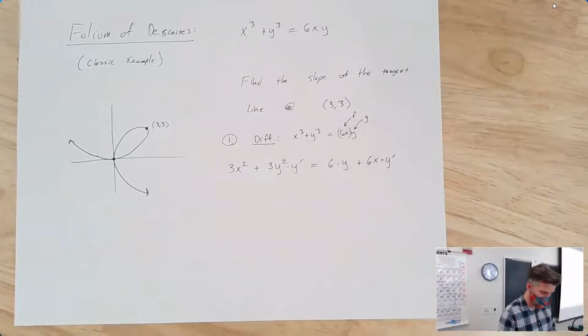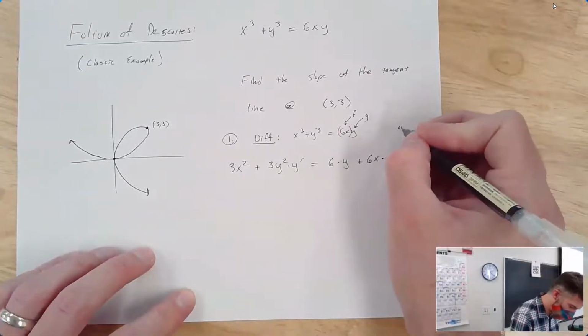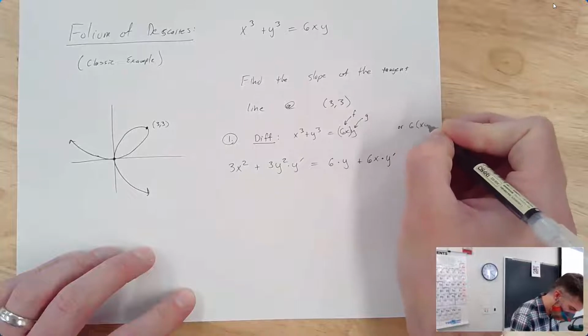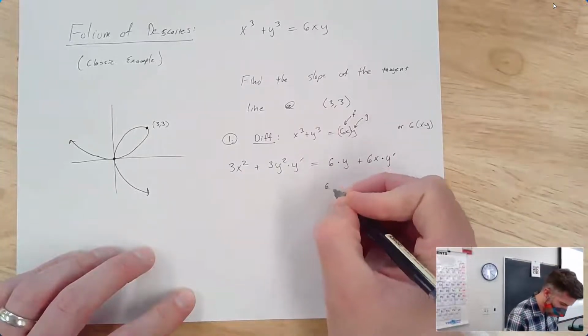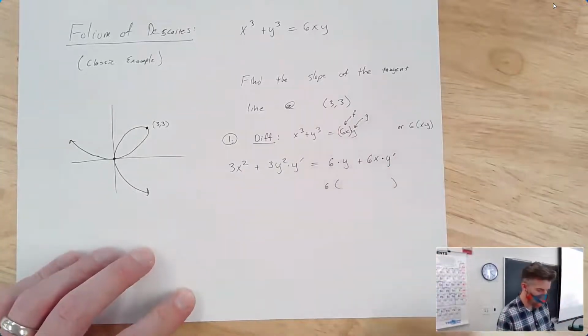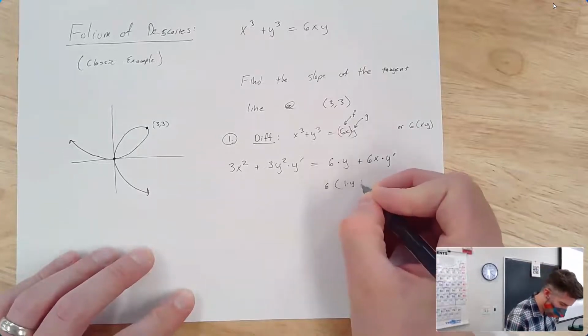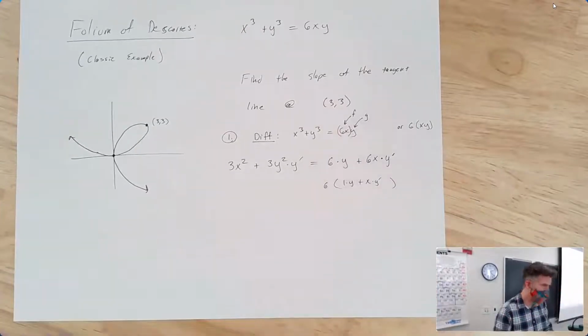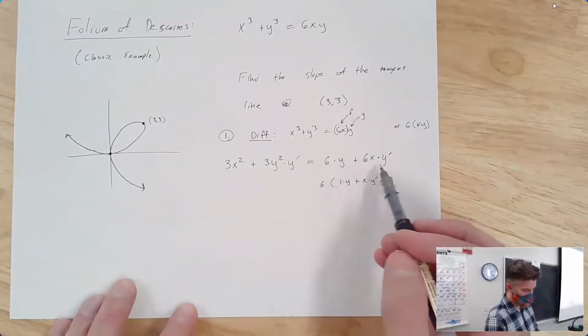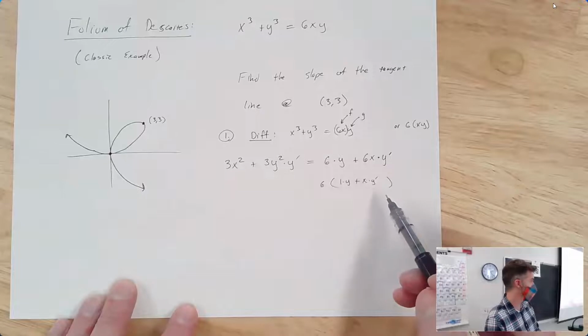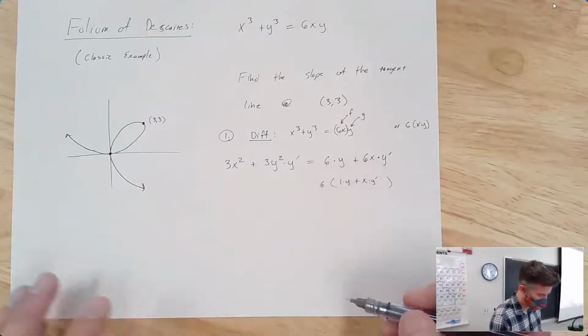But if you prefer, you could also think of it as 6 times xy, and then the 6 just kind of hangs out. And the derivative of xy is 1 times y plus x times y prime. It's literally the same thing either way. But I like this better because, one, I don't have to do any distributing afterwards. So I think this is better.